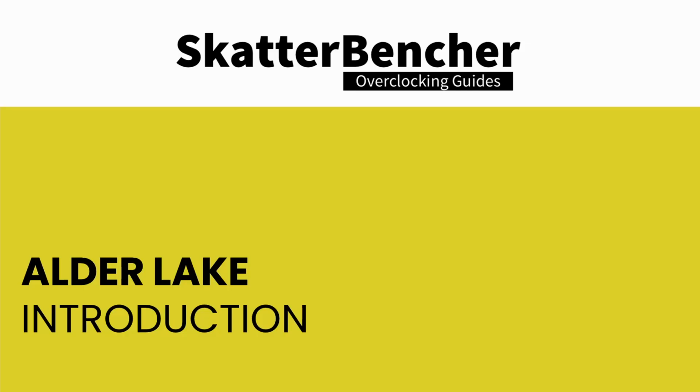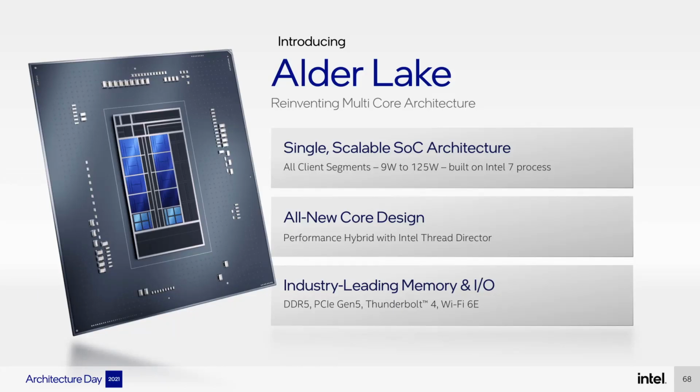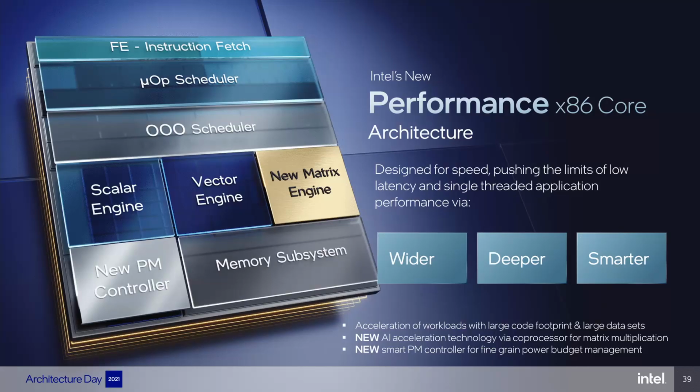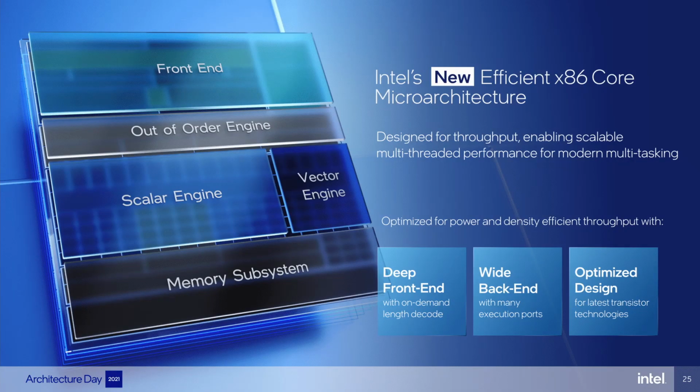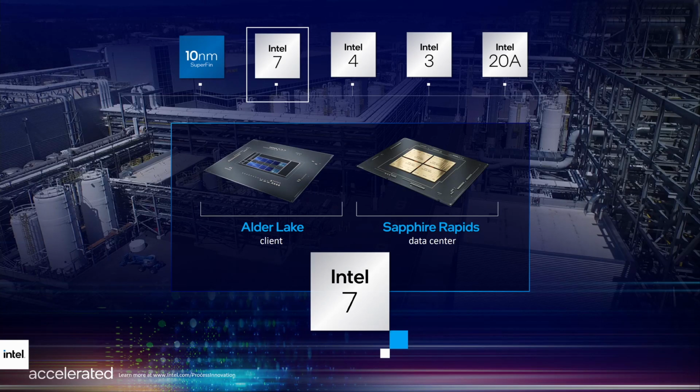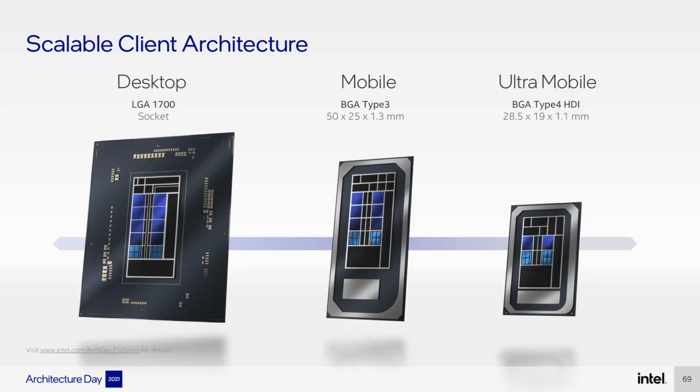The Intel Core i9-12900K is part of Intel's 12th generation core processor lineup. Intel Alder Lake has an all-new core design with performance hybrid architecture featuring performance cores and efficient cores. It is built on the Intel 7 process technology, formerly known as 10nm enhanced SuperFin. It's a scalable SoC architecture, which means Alder Lake will cover all client segments from 9W for ultra-thin notebooks to 125W for gaming and workstation desktops.